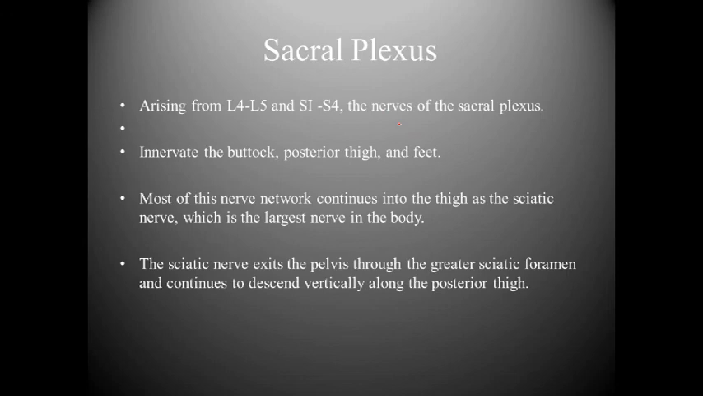The sacral plexus arises from L4, L5, and S1 through S4. The nerves of the sacral plexus innervate the buttock, posterior thigh, and feet. Most of this nerve network continues into the thighs as the sciatic nerve, which is the largest nerve in the body. The sciatic nerve exits the pelvis through the greater sciatic foramen and continues to descend vertically along the posterior thigh.